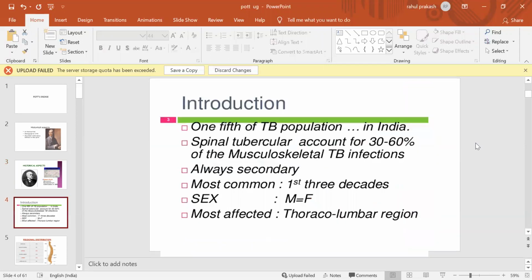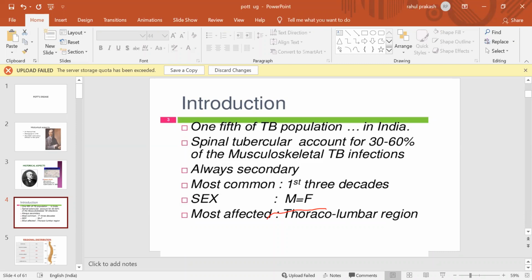So we start with the introduction. In India, we know India is endemic for tuberculosis. Spine TB is the most common type of extrapulmonary TB. Normally TB affects all organs of the body, from liver to kidney to eye to ENT, everything. But other than pulmonary, the most common extrapulmonary site is the spine. If there is an MCQ asking which is the most common extrapulmonary affection of TB, it is spine.